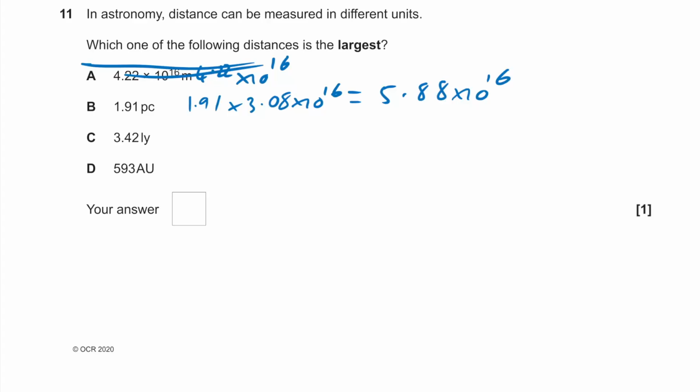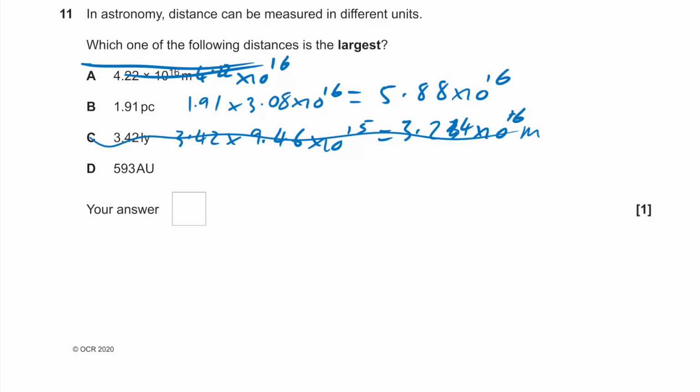Let's check C. Light years, they are a little bit smaller. Let's find that out. 3.42 times 9.46 times 10 to the 15. That's in the formula sheet. Pretty close, to be honest. So 3.234 rather, times 10 to the 16 meters. Again, that's smaller. And AUs, we know they're really quite small, so they're times 10 to the 11. If we're timesing it by 593, that's still only times 10 to whatever. We know that's going to be around times 10 to the, let's say 1, 2, 3 on top, so that's going to be 14. So it's going to be a lot smaller. So our answer is B, but not by a huge amount.